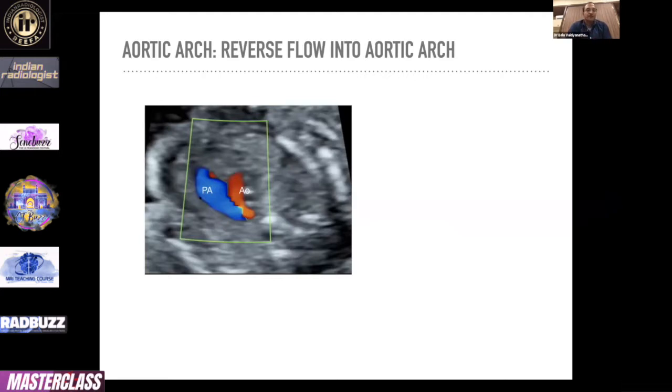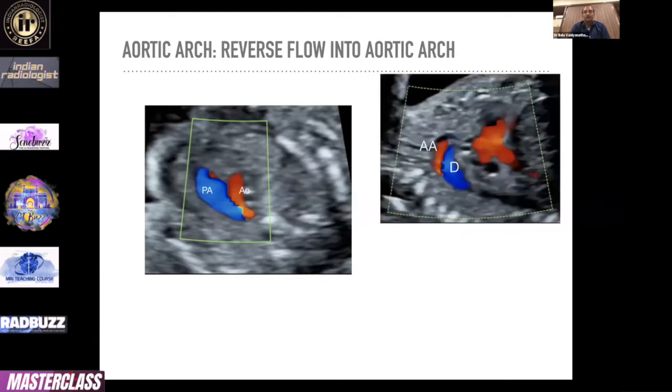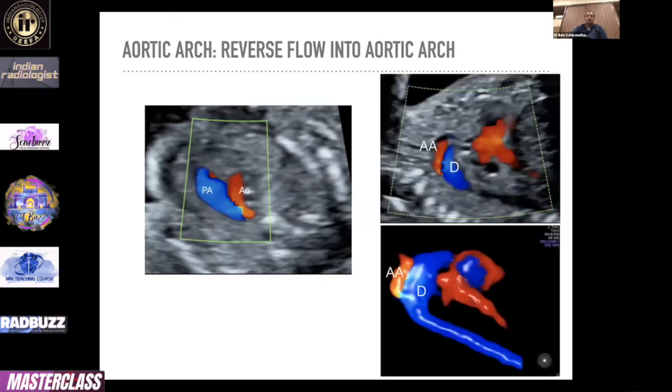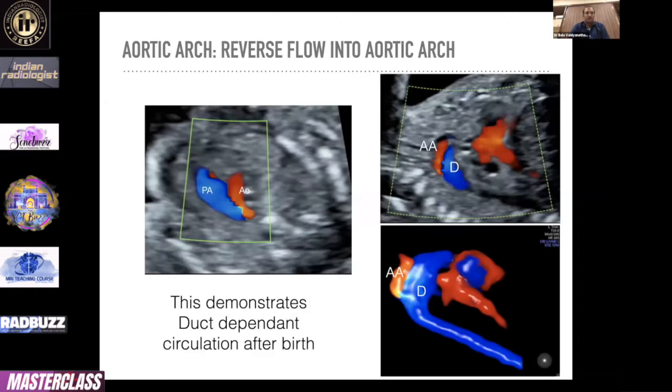And secondly, if you compare the sizes of the PA and aorta, you can see that the aorta is much smaller than the PA. So these are two important things. So in the sagittal view also, you can see that reverse flow into the aortic arch very nicely here, suggesting that there is complete obstruction of the aortic valve, what we call aortic atresia. So this is the classical hypoplastic left heart syndrome.